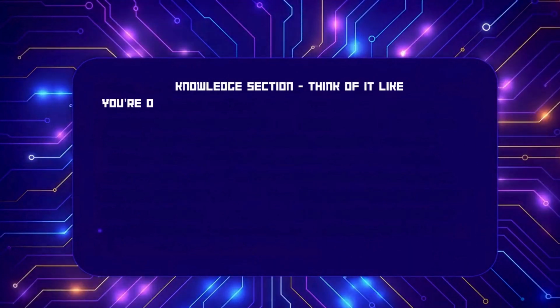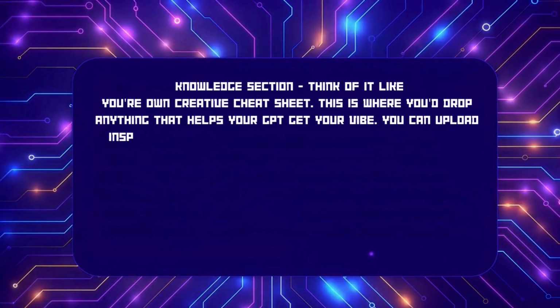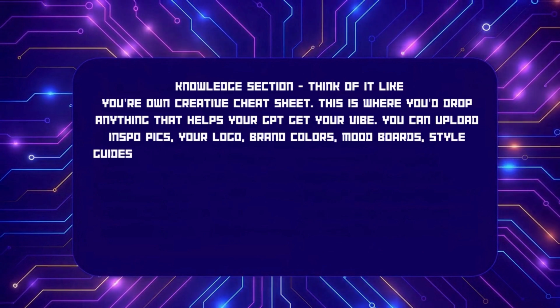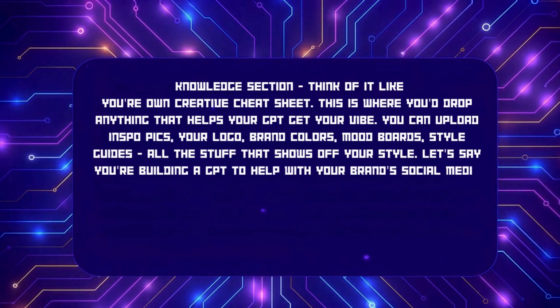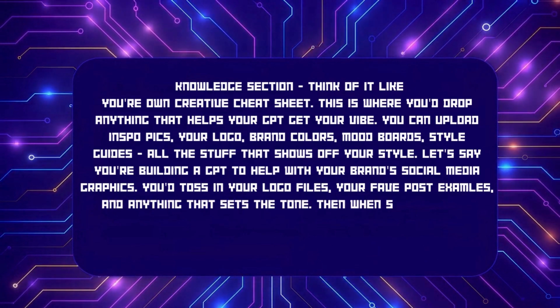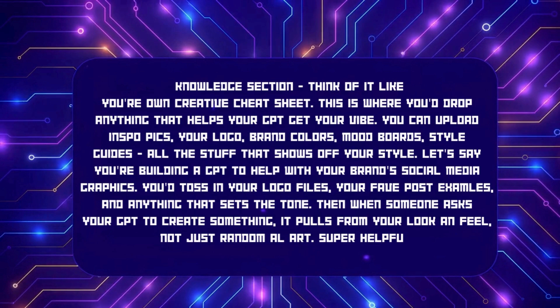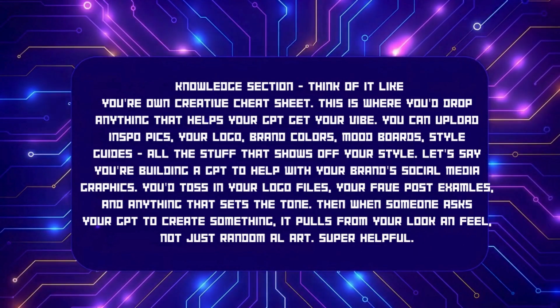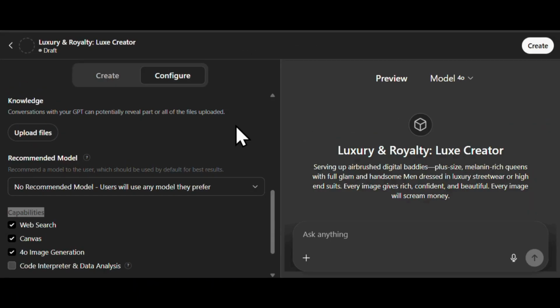All right, so next up is the knowledge section. Think of it like your own creative cheat sheet. This is where you drop anything that helps your GPT get your vibe. You can upload inspo pics, your logo, brand colors, mood boards, style guides, all the stuff that shows off your style. Let's say you're building a GPT to help with your brand social media graphics. You toss in your logo files, your fave post examples, and anything that sets the tone. Then when someone asks your GPT to create something, it pulls from your look and feel, not just random AI art. Super helpful. Now, I usually don't use this section when I'm building a custom GPT for graphics, so we're going to skip it this time.